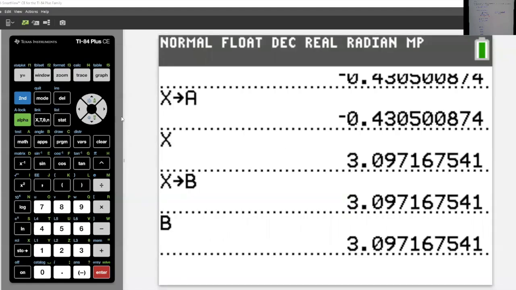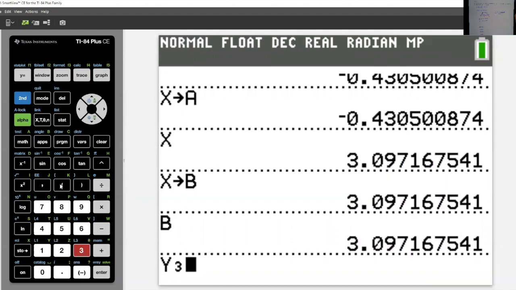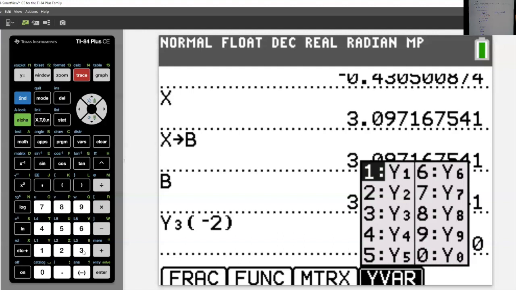Okay, so now to put these in, I'm going to press alpha trace and I'm going to select number 3 and then put parentheses and we're going to put in -2. And I'm going to press enter. Okay, so that gave you a value of 0. So I'm going to record that on my paper, and I'm not going to go back to my paper, okay, just for the sake of time. Then I'm going to press alpha trace, and then number 3 again.